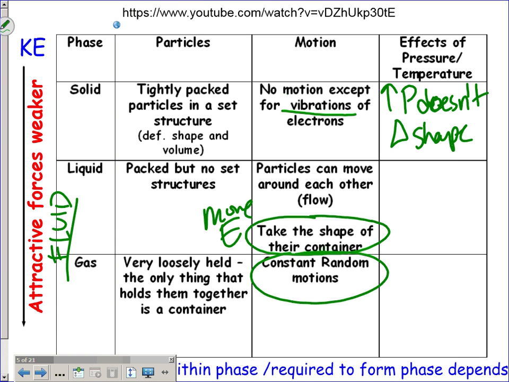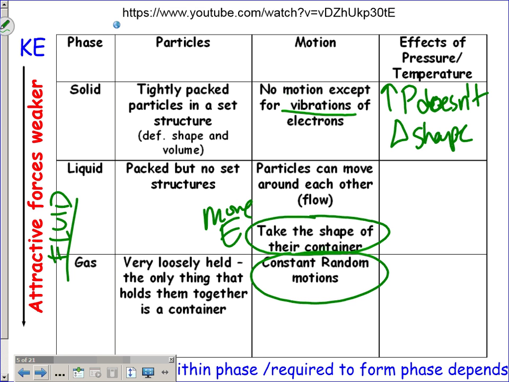So if you increase the pressure on a solid, unless it's Play-Doh, it's not going to really change its shape or its volume because those particles are already so close, they can't get any closer, guys. We're not going to start to fuse nuclei and do nuclear fusion in here. They are so close, they're not going to change their shape.